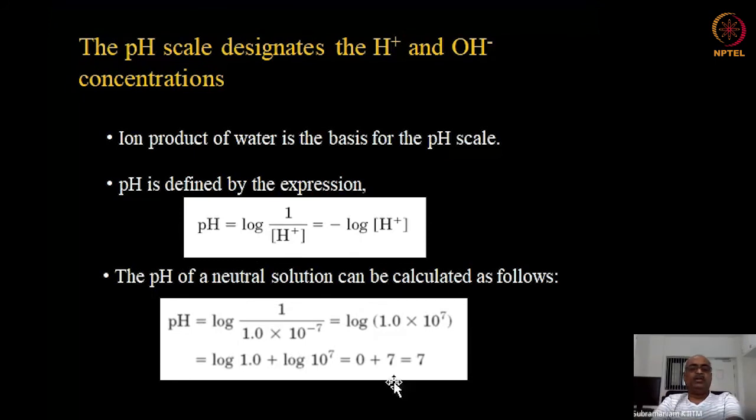And a value change of 1, like 7 to 6 or 7 to 8, means a 10-fold change because you are taking log to the base 10 here. So a solution having pH 7 and another solution having pH 8 differ in their hydrogen ion concentration by a factor of 10-fold, okay, by an order of magnitude. So this is the basis for pH, and pH is an easy way of referring to hydrogen ion concentration. That's the only reason we use pH.